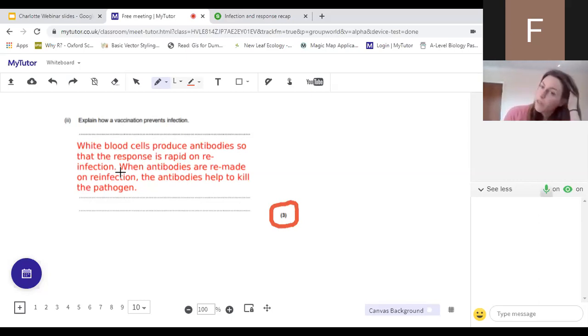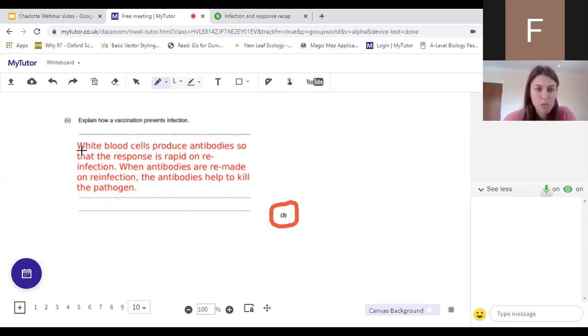So we had that graph on the page a few minutes ago. So if you're infected again with the full form of the pathogen, you have a much steeper curve on the graph. So the response is much quicker, and there's also more of it. When antibodies are remade on reinfection, the antibodies help to kill the pathogen. And they do that by clumping the pathogen together, and then the phagocytes coming along and engulfing it. But we didn't need that huge level of detail that I've just talked about as part of that question. So I've simplified it down in this model answer.